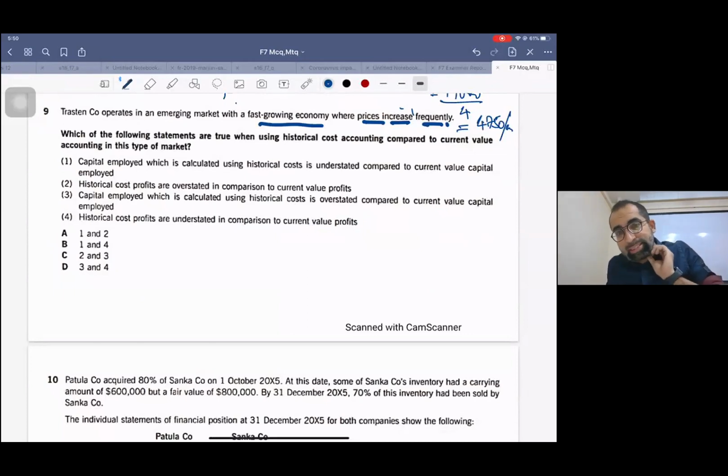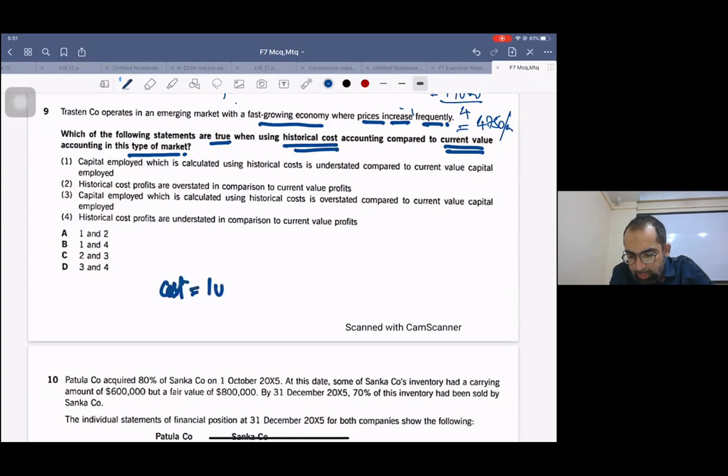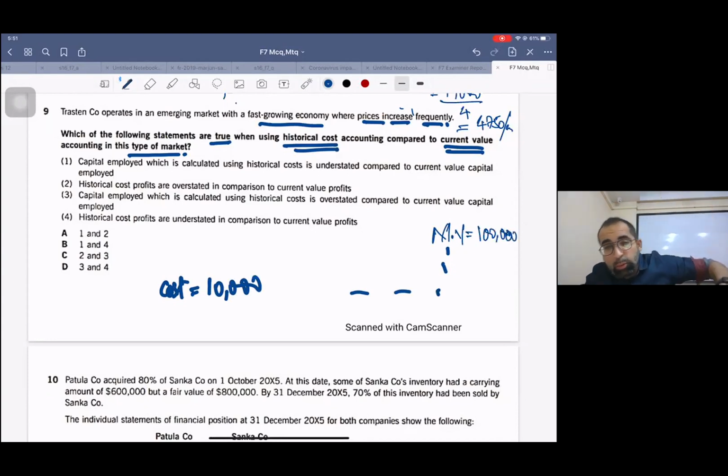I say this question is F3 level. Which of the following statements are true using historical cost accounting compared to current value accounting in this type of market? Means as compared to the revaluation model, you are using the cost model in times of rising prices. Just think, the cost of the asset is 10,000 but the market value went up to 100,000. The original cost is low but the market value is high.